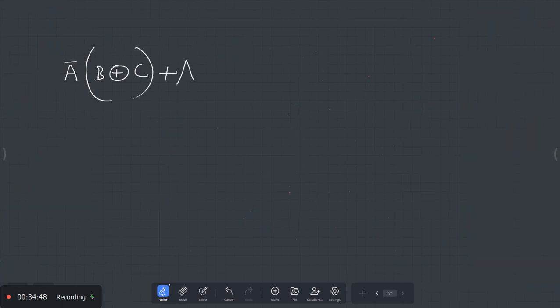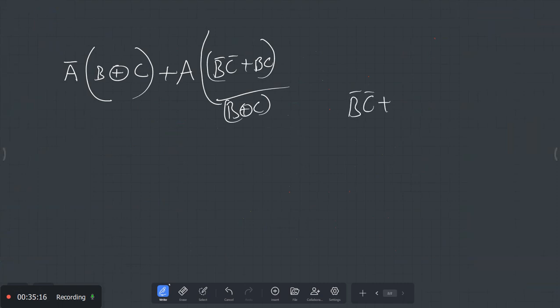Plus you have A here, right? And what is there inside? B bar C bar plus BC. This is nothing but B XOR C whole bar. You can prove it using a truth table, right? Have you understood this? So do one thing. Take B bar C bar plus BC, take a complement and use De Morgan's theorem here.